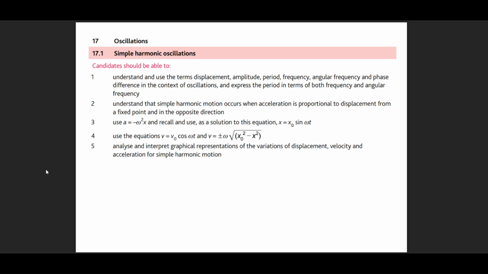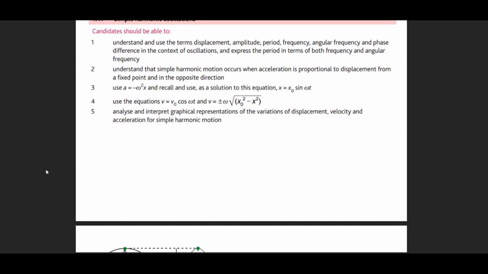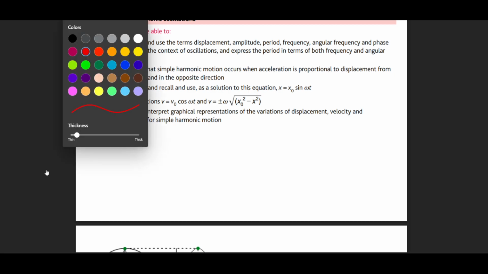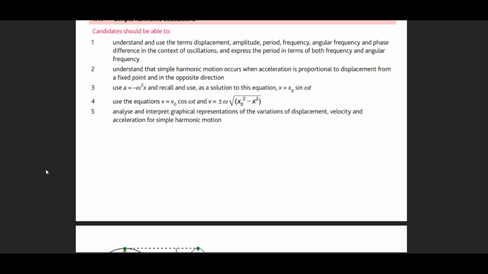We'll start with simple harmonic motion. The first point is we need to understand what displacement and amplitude, period, frequency, angular frequency, and phase difference are in the context of oscillations. We do have an idea of displacement and amplitude, but in terms of simple harmonic motion, we need to understand where we find the displacement and where we find the amplitude. We need to understand this because it's very important in terms of equation application.